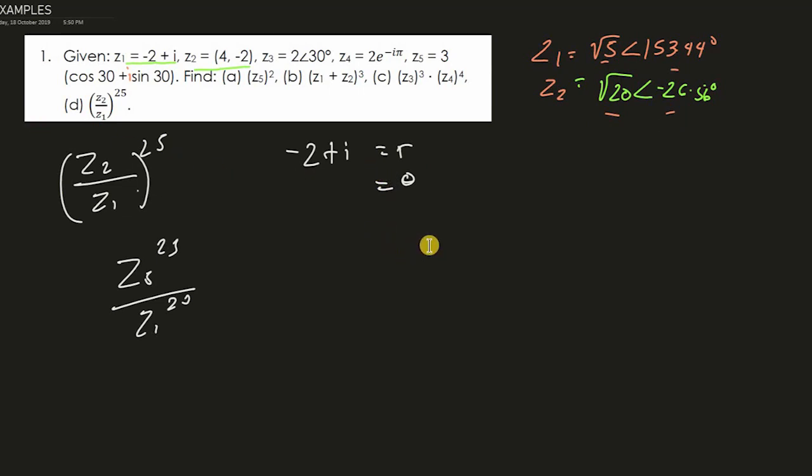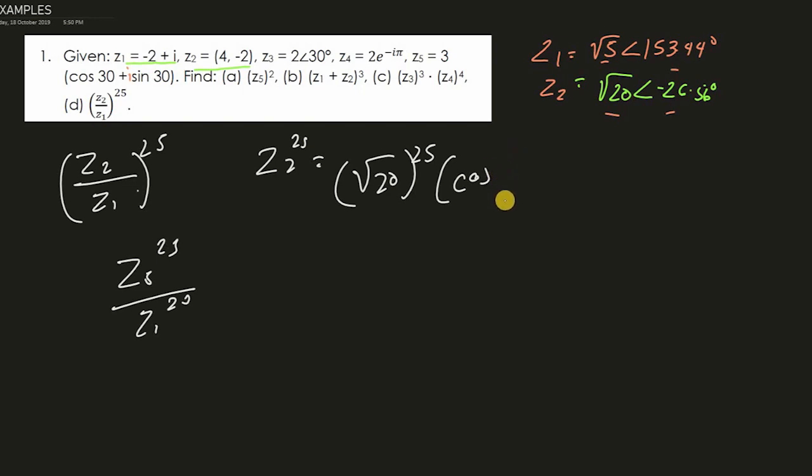So, we first solve for the value of z sub 2 raised to 25. Haba, no? Z sub 2 raised to 25. So, that's r. What's the value of our r here? That's square root of 20 raised to 25. Don't forget that. Tapos, cosine n natin is 25 times theta, which is negative 26.56 degrees, plus i sine theta. Theta natin is the same as negative 26.56, times 25, which is the n.